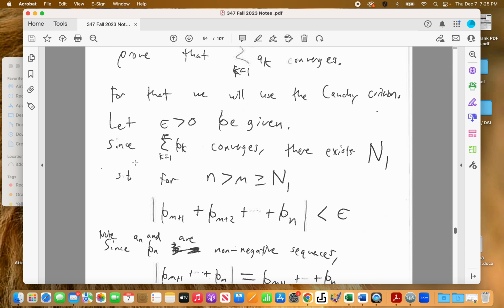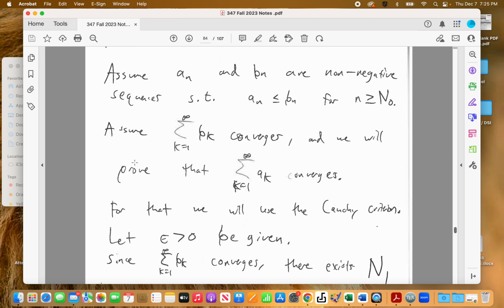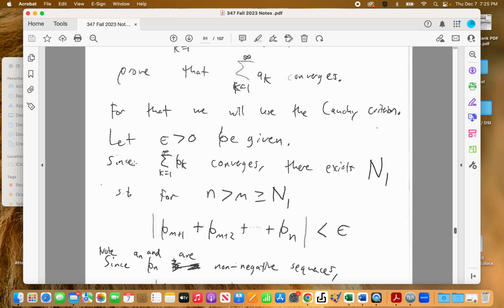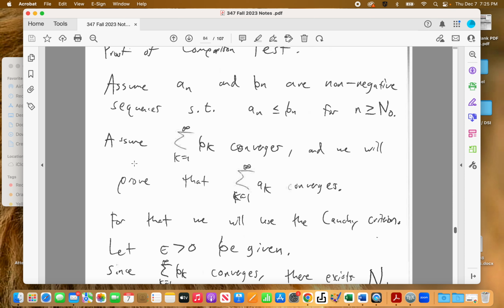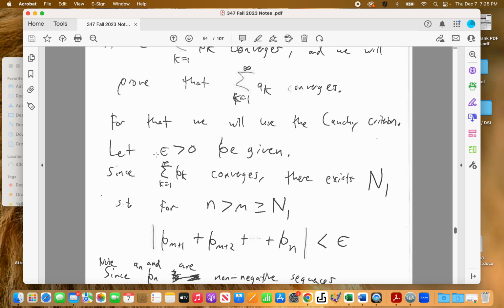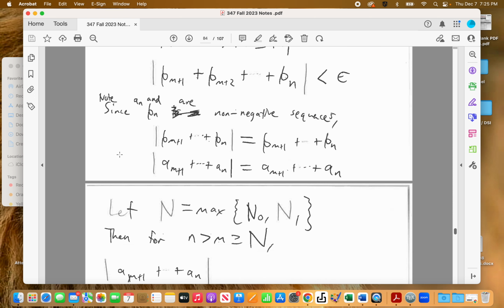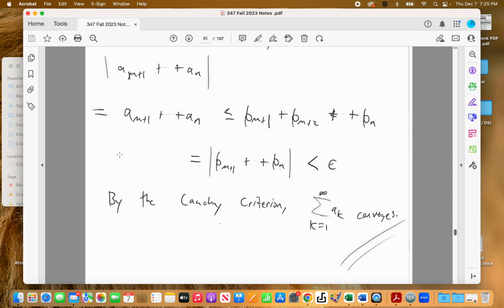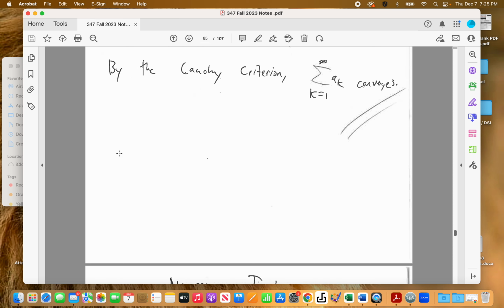Proof of the comparison test. This is maybe like a medium one. There's just a few things going on here. We assume that the B series converges and prove that the A series converges. If you use the Cauchy criterion, it's not too bad. It's like a medium one for me.